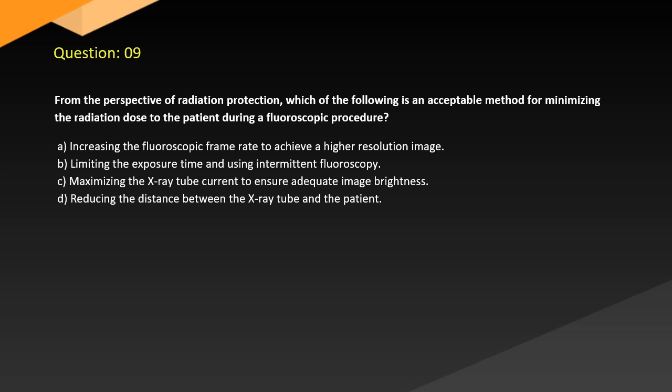Question 9. From the perspective of radiation protection, which of the following is an acceptable method for minimizing the radiation dose to the patient during a fluoroscopic procedure? A. Increasing the fluoroscopic frame rate to achieve a higher resolution image. B. Limiting the exposure time and using intermittent fluoroscopy. C. Maximizing the X-ray tube current to ensure adequate image brightness. D. Reducing the distance between the X-ray tube and the patient.